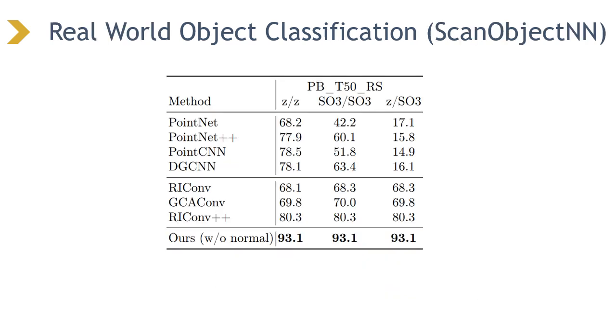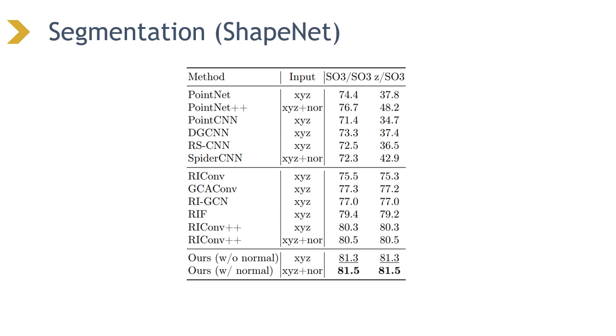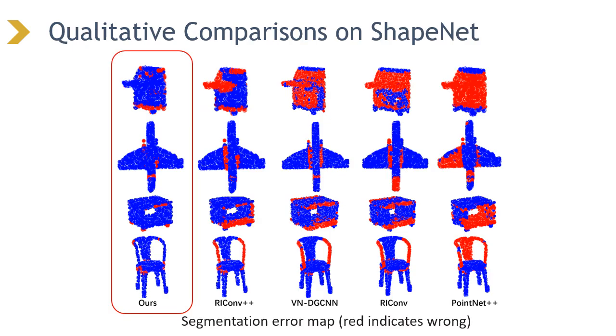The same goes for real-world object classification. Our method significantly outperforms the state-of-the-art rotation invariant approach by more than 12%. We also conduct fine-grained object classification, which is more challenging because the differences between subcategories are very subtle. Again, our method outperforms the state-of-the-art approaches by large margins for all rotation cases and all the categories. Our method also shows superior performance under the 2 challenging rotation scenarios for the segmentation task. This is the qualitative result for part segmentation, showing that our method closely resembles the ground truth.